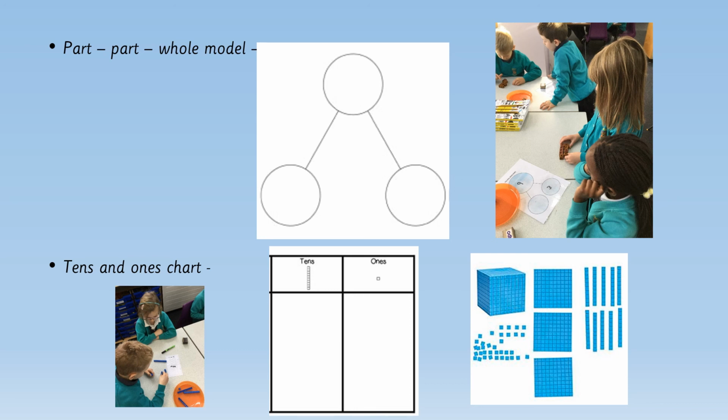At the bottom you can see a tens and ones chart, and this helps children learn about place value. And the blue equipment is called Base 10, and this is used for addition, subtraction and place value. The blue small cubes represent the units, the rods are the tens, the flat ones are the hundreds, and the blocks represent 1,000.